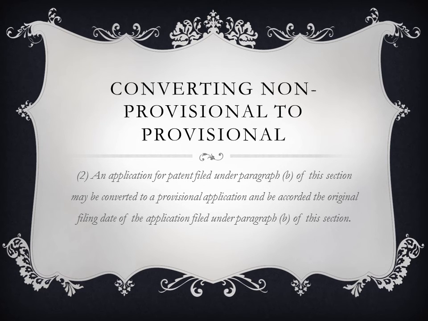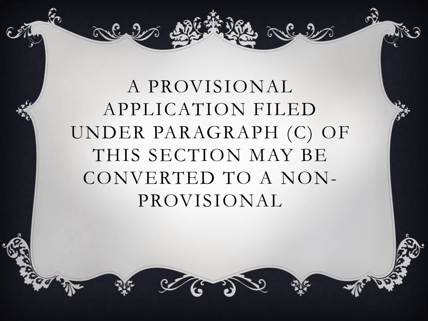Converting non-provisional to provisional. An application for patent filed under paragraph (b) of this section may be converted to a provisional application and be accorded the original filing date of the application filed under paragraph (b). A provisional application filed under paragraph (c) of this section may be converted to a non-provisional.